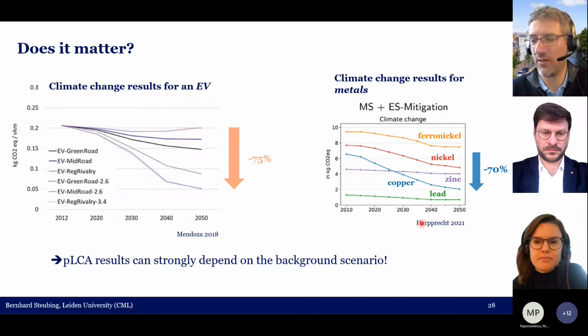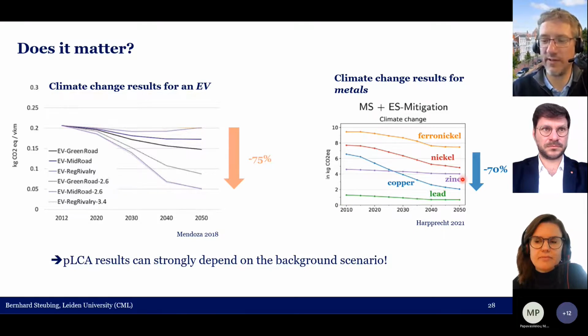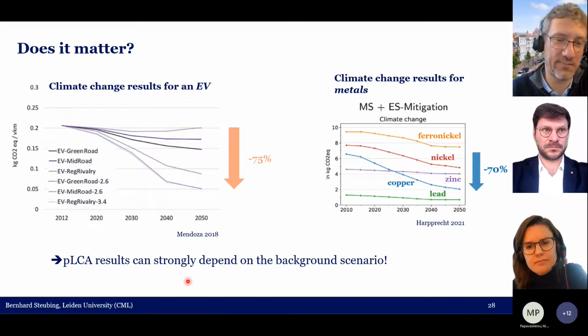We don't know. And I think it's still better to take these scenarios than to just stick with non-futurized LCI databases as backgrounds.